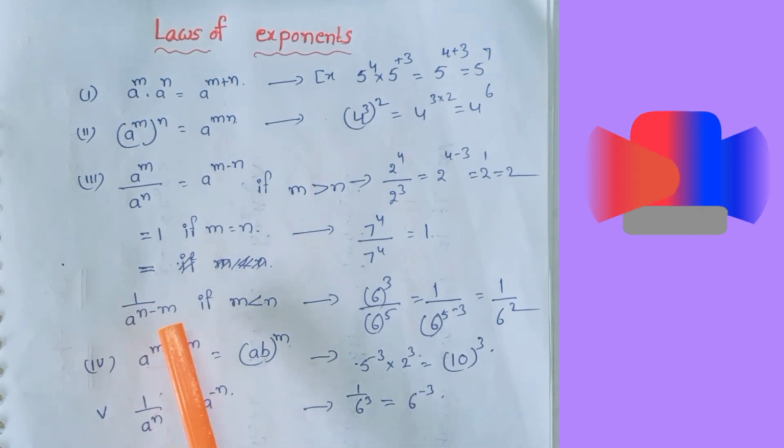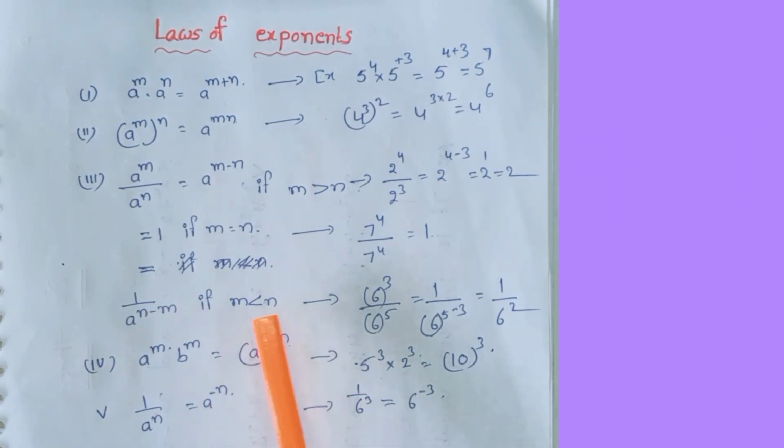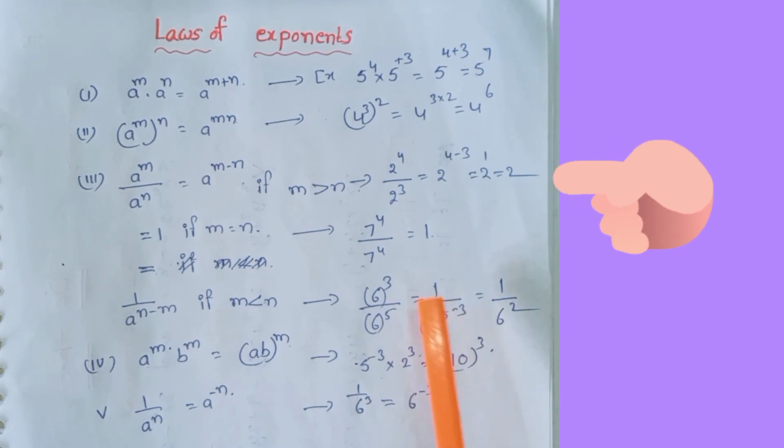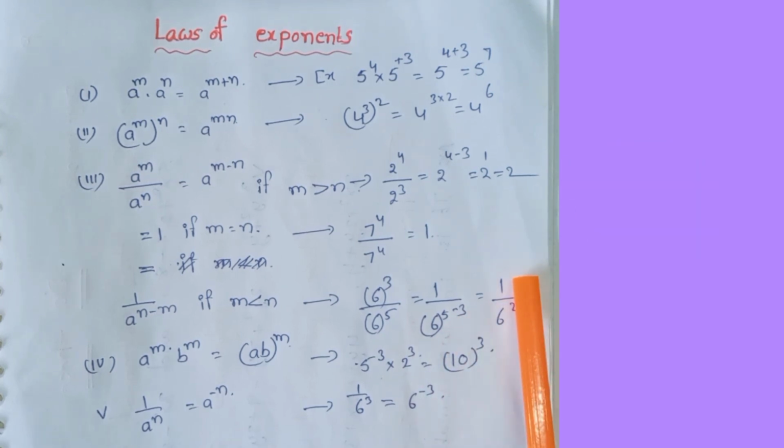1 by a^(n-m), if m is less than n. 6^3 by 6^5 is equal to 1 by 6^(5-3). Here 3 is less than 5. So 5 minus 3 is 2, equal to 1 by 6^2.